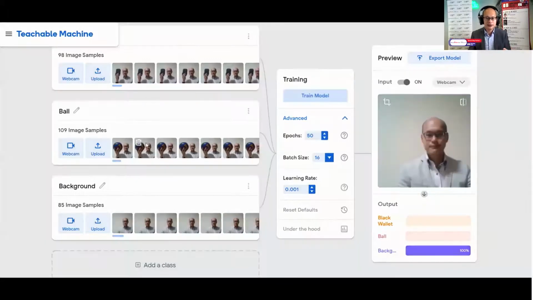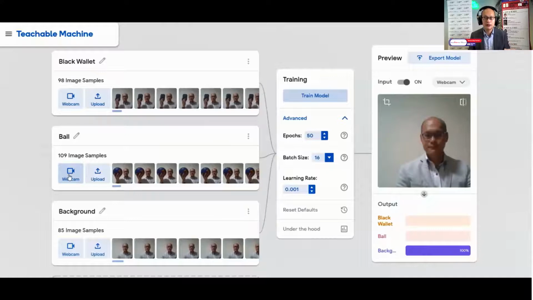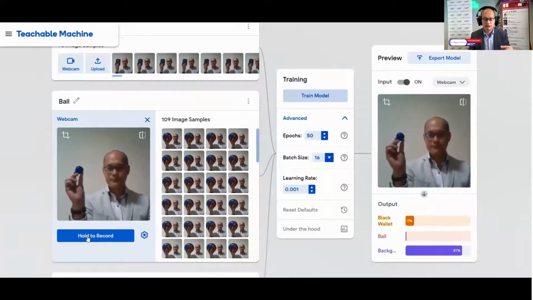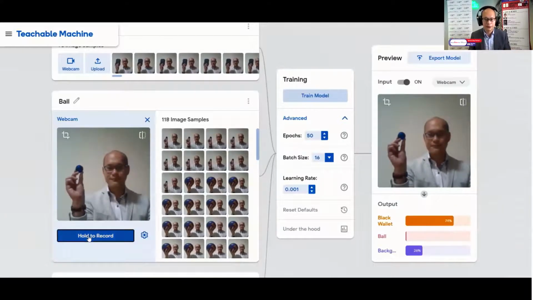And in the next video, what you will see is that I'm going to show a very small blue colored ball. And instead of the model saying that it is a ball, it's going to say that it is a black wallet. So I want you to focus on the window on the right side of the screen right now. Notice that I'm holding a blue colored ball, and it's saying that it is a black wallet instead of a ball.